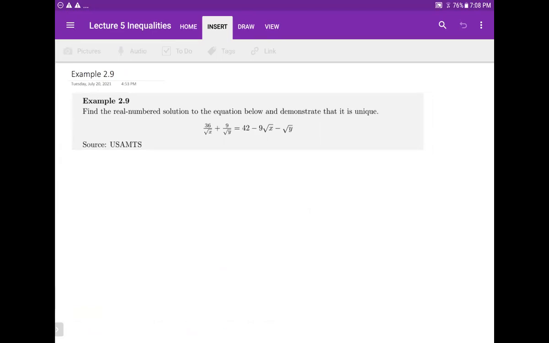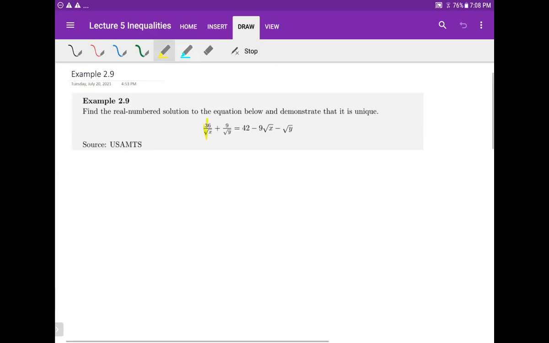All right, so let's figure out a way to rearrange this equation. The first thing that you might notice is that you probably want the 36 over root x term paired with the 9 root x term. And you also want the 9 over root y term paired with the root y term. Then you notice that if you multiply these two numbers together, the root x and the root y would cancel. So that is a pretty clear hint to use AM-GM.